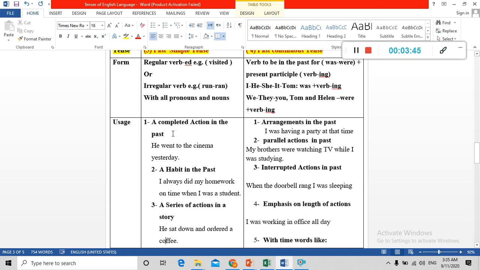First, when I talk about completed actions in the past, something that happened and finished in the past, as in: he went to the cinema yesterday. He went and finished. Another use, and most people make mistakes in this use, is a habit in the past: I always did my homework on time when I was a student. I used to do it in the past, but now it's finished.